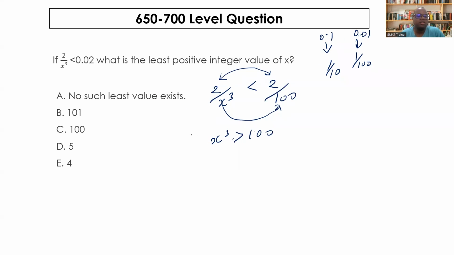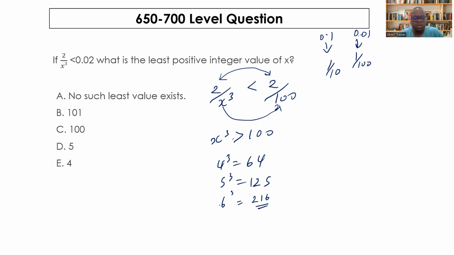We don't even need to calculate much. For a value greater than 100, you can easily just try them out. We could start with 1 or 2, but 2 cubed is 8 and 3 cubed is 27. 4 cubed is 64, and then 5 cubed is 125, and then 6 cubed is 36 times 6, which is 216.